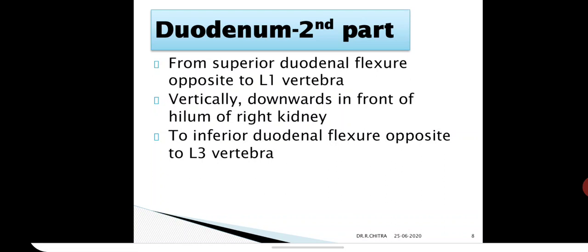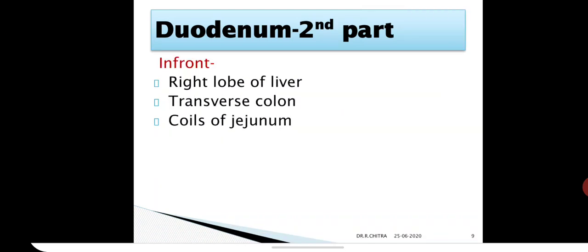It is the junction of the second and third parts of the duodenum. It is opposite the L3 vertebra. So the second part of the duodenum is from the L1 to L3 vertebra. In front, in the middle of the second part, runs the transverse colon. It is crossed by the transverse colon.